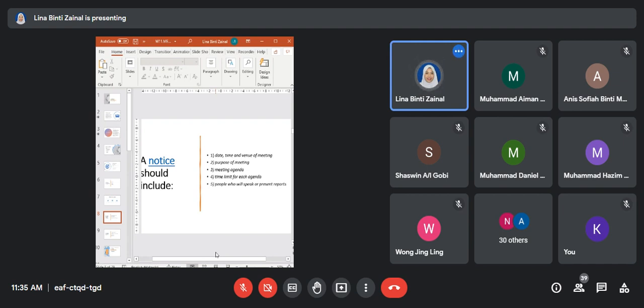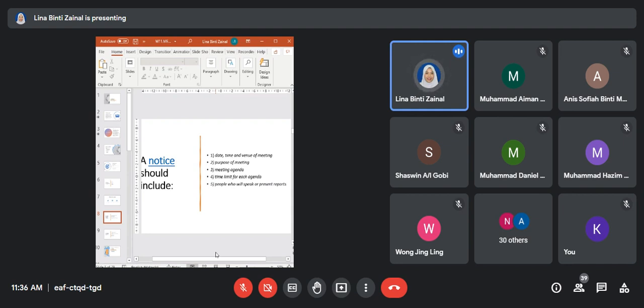What is the purpose? Maybe the purpose is to appoint new committee members, to discuss a project, to discuss progress. So that can be one of the purposes. And then meeting agenda, the breakdown of the items that they are going to discuss. Time limit for each agenda. You need to specify, especially when you don't have so much time to discuss. Agenda number 1, how many minutes are you going to allocate to discuss and whatnot. Okay, and who will speak or present report.